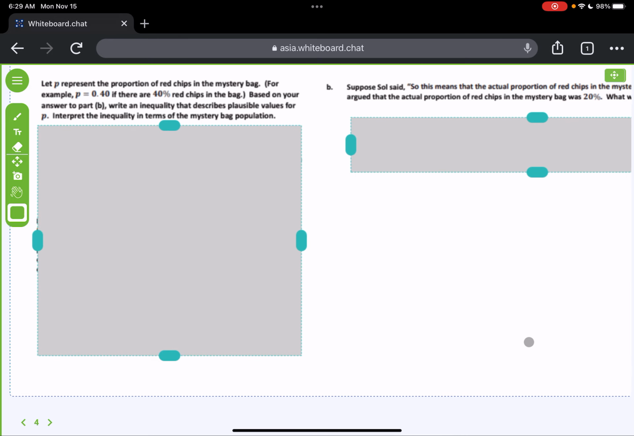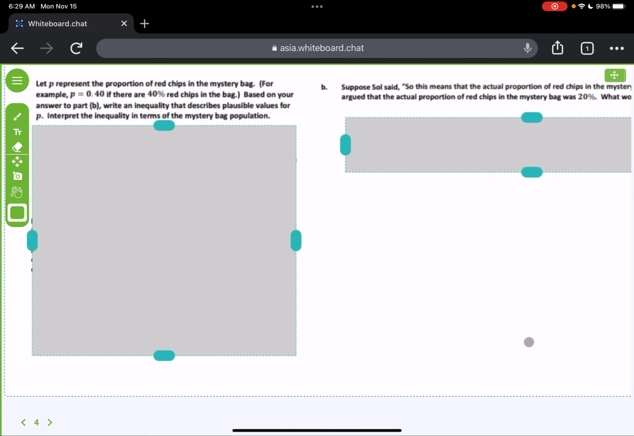Let's look at page 4. Let P represent the proportion of red chips in the mystery bag. For example, P is equal to 0.40 if there are 40% red chips in the bag. Based on your answer to part B, write an inequality that describes plausible values of P. Interpret the inequality in terms of the mystery bag population.